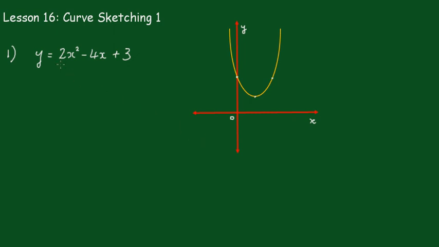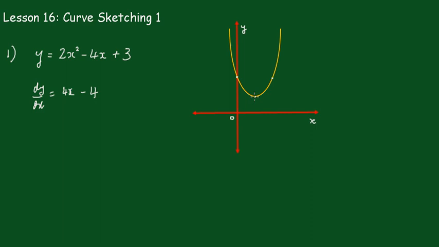Now, first of all, we'll differentiate this function. So I'll have dy dx is equal to 2 comes down, multiplies by the 2, it becomes 4x, and this becomes minus 4. Now, this is the gradient function. So this determines all gradients on this curve. So at this particular point, we'll have a certain gradient. Over here, we'll have another gradient.